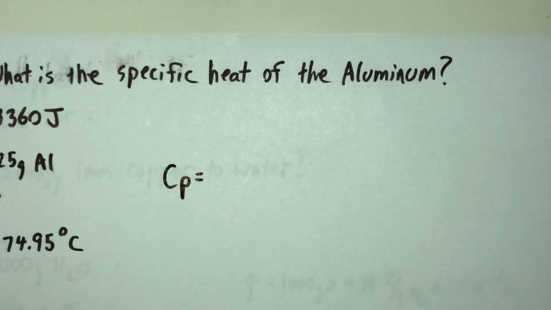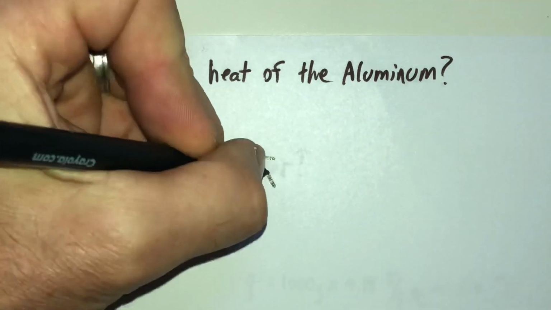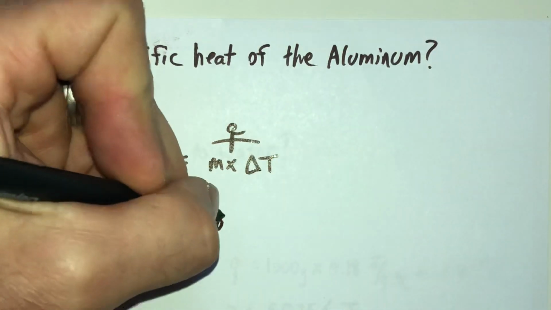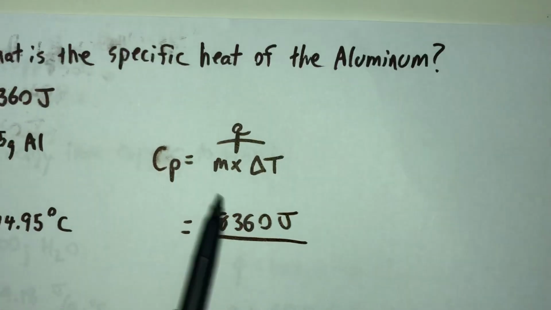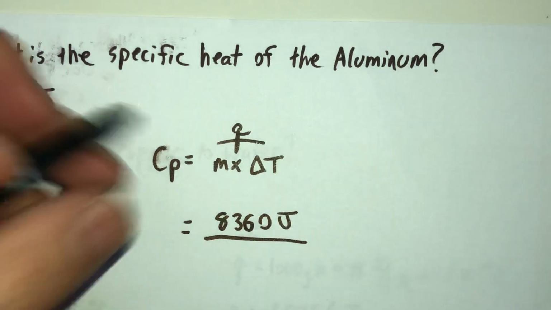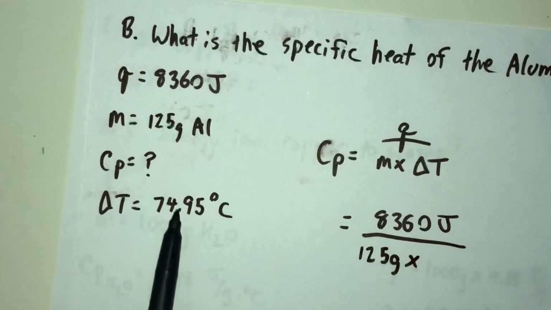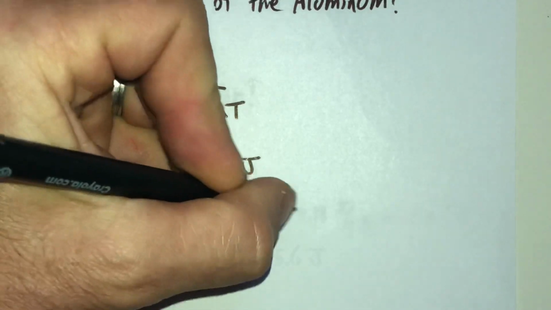So CP, to solve for that, it's Q over M times delta T. The Q is 8,360 joules. That's energy from the aluminum into the water. The mass of the aluminum is 125 grams, and the change in temperature of the aluminum is 74.95 degrees Celsius.